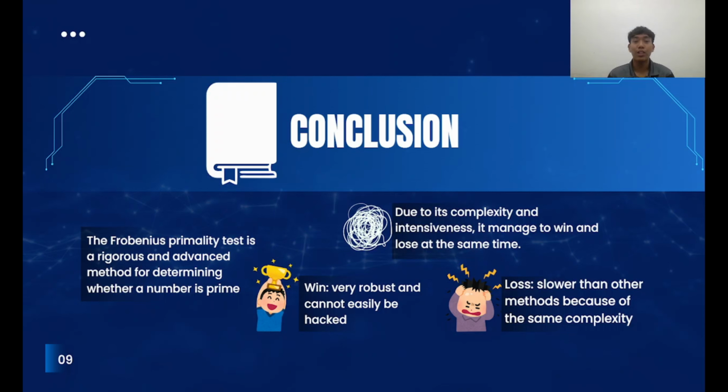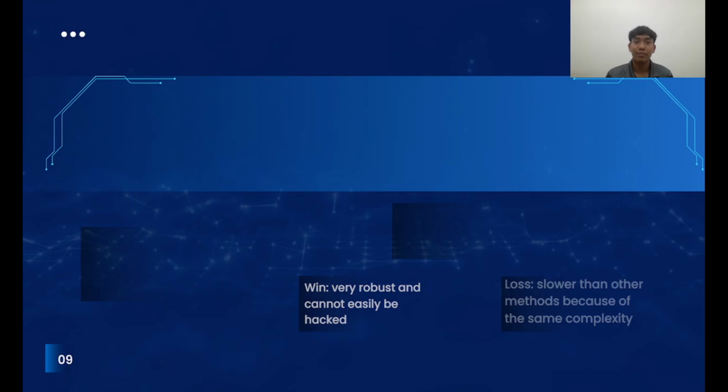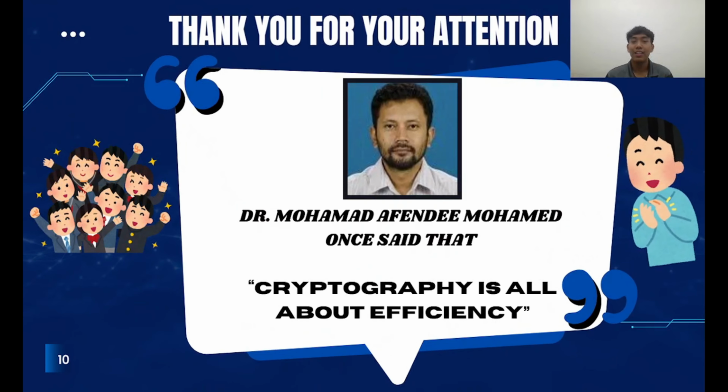Next, we have arrived at the conclusion. In conclusion, the Frobenius primality test is a rigorous and advanced method for determining whether a number is prime or not. Due to its complexity and intensiveness, it manages to win and lose at the same time, which is pros and cons. On the winning side, it is very robust and cannot easily be hacked, but on the other side, it is slower than other methods because of the same complexity. Lastly, our lecturer once said, cryptography is all about efficiency.